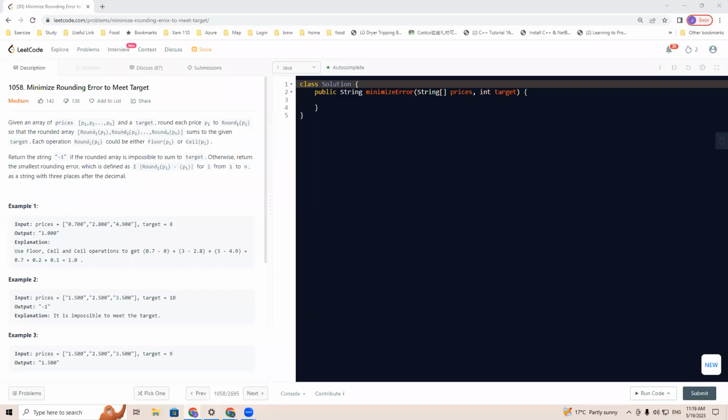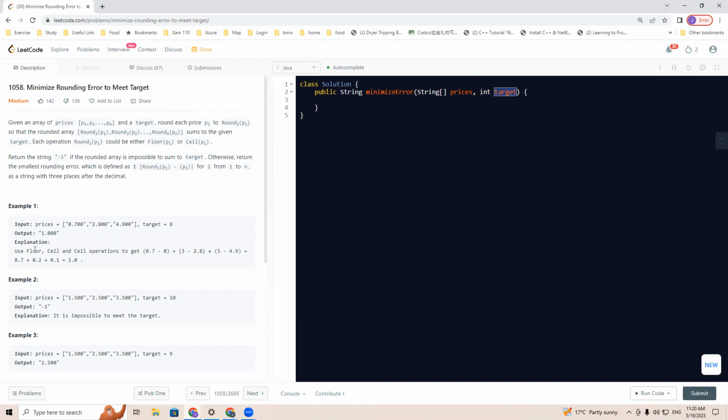Let's go through LeetCode 1058, Minimize Rounding Error to Meet Target. For this question, we're given an array of strings, prices, where each string represents a price, which is a number, and also a target, which is an integer. For each price, we can round up or round down.